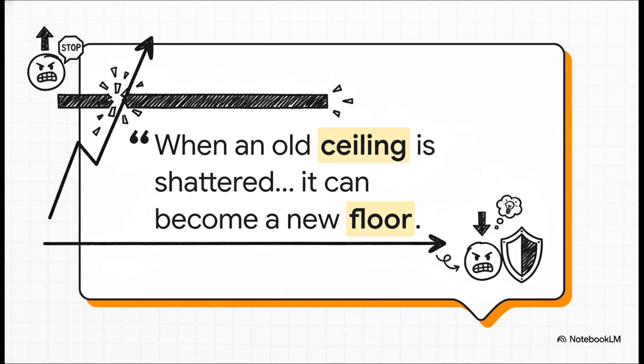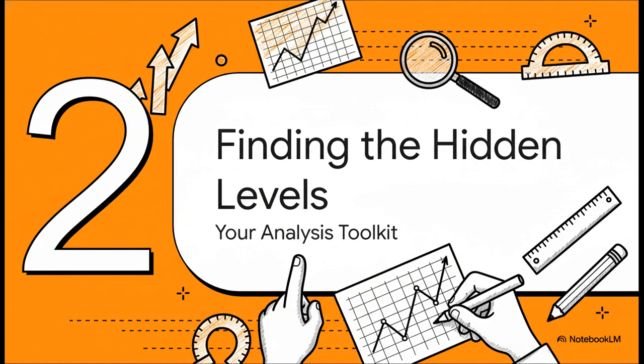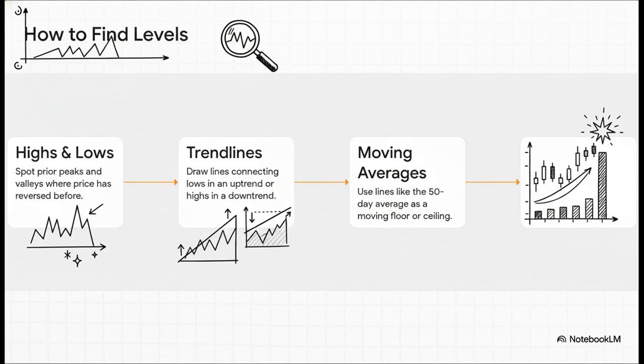All right, so we get what they are, but how in the world do you actually find these so-called hidden levels on a real chart? Let's roll up our sleeves and get practical with the tools of the trade. So there are a few really solid ways to do this. We're going to look at spotting old highs and lows, using some dynamic tools like trend lines and moving averages, and then we're going to cover what I think is the single most important confirmation tool out there: trading volume.